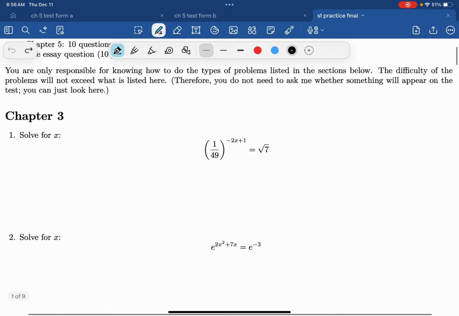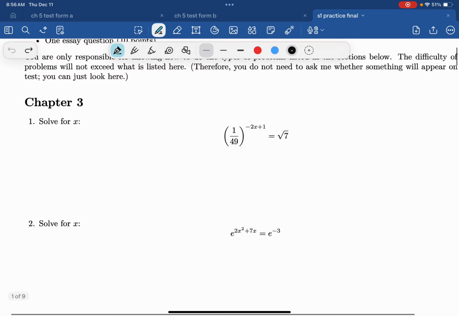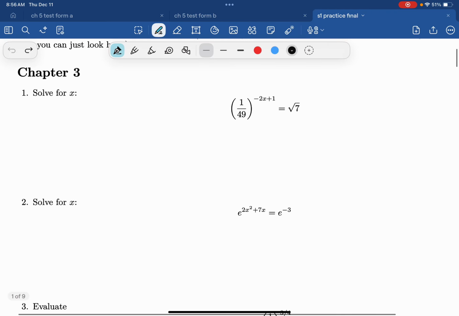Start with question 1, exponents and logarithms here. So question 1 has us trying to solve for x given this exponential equation, and the goal for these kinds of questions is always to get both sides under the same base, so the same exponential base. And then once we're able to get them both under the same base, we're able to set their exponents equal to each other and then solve for whatever variable we have.